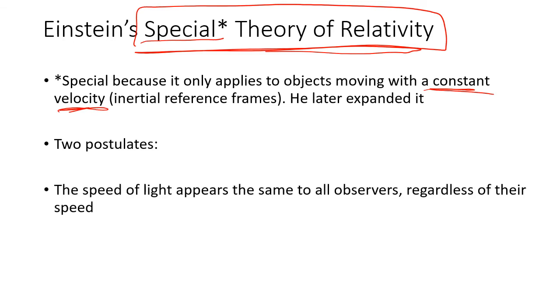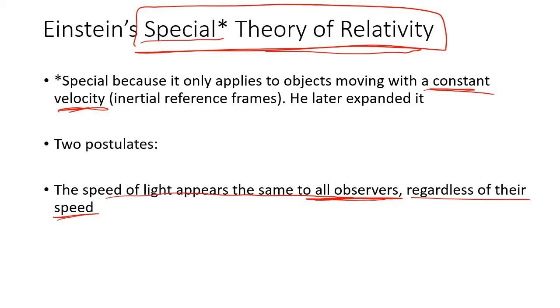Anyway, he assumed the speed of light appears the same to everyone, to all observers, regardless of their speed. So that's the thing that we just saw is experimentally verified. No matter where you look at a ray of light, you will see it traveling at the speed of light if it's traveling in a vacuum. So he assumed that to be true, and that seems fair.